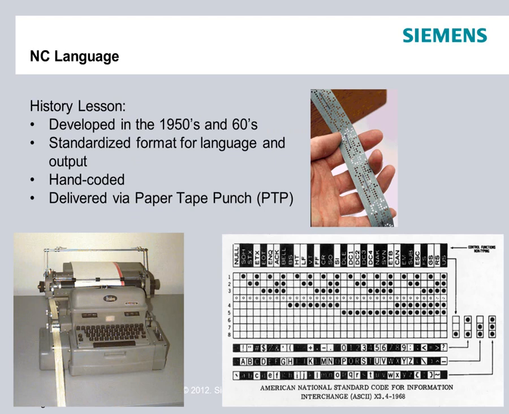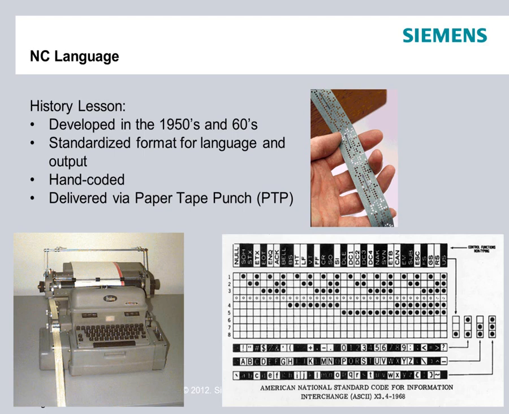So a little bit of a history lesson. NC language was developed in the 1950s and 60s, and it had a standardized format for language and output so that all machine tools at that time had the same language. You could take a tape punch for one machine and move it to another and run it, as long as it had the same characteristics and kinematics. In other words, as long as they were both 3-axis machining centers.